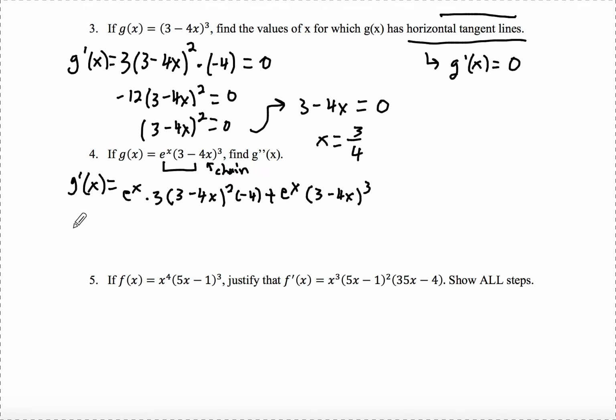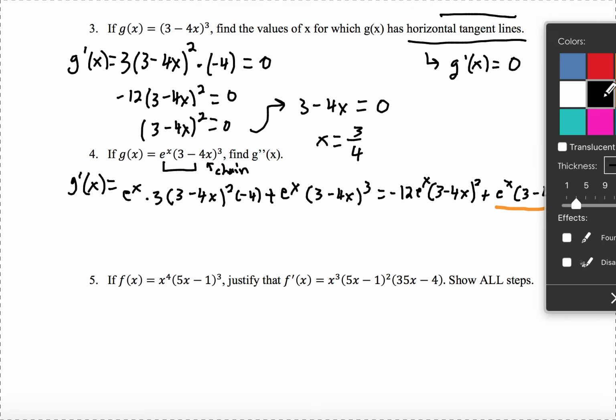So actually, let's clean this up a little bit. E to the x times 3 times negative 4. Let's call that negative 12 e to the x, because 3 times negative 4 is negative 12, times 3 minus 4x squared, plus e to the x times 3 minus 4x cubed. All right, so this part over here is actually what we started off with. This part is new. So when we go to do our second derivative now, we can actually save some time.